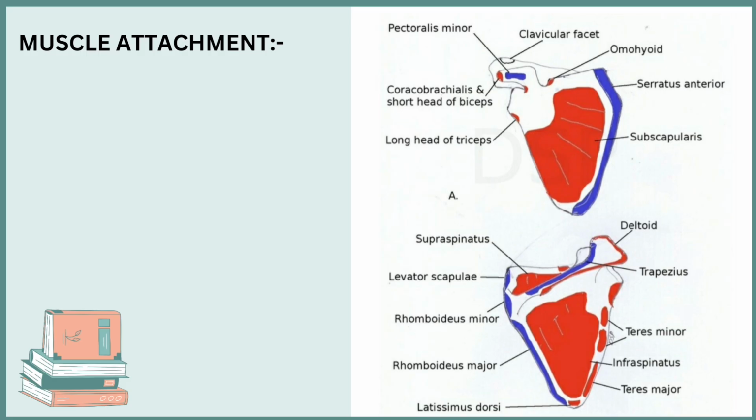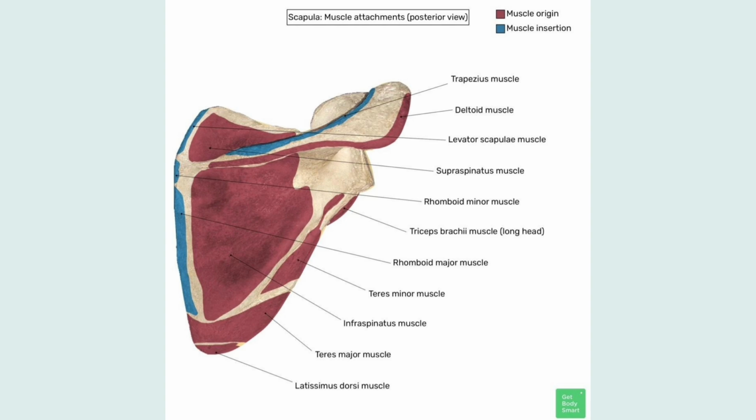Then the muscle attachment of scapula. In this image, the anterior and the posterior both views of scapula have been given. We can see the insertion of trapezius, levator scapulae muscle, rhomboid minor, rhomboid major, and origins of latissimus dorsi, teres major, teres minor, supraspinatus muscle, infraspinatus muscle, deltoid muscle, then long head of triceps brachii muscle. All these origins and insertions are given in this image. This is the posterior view of the scapula.